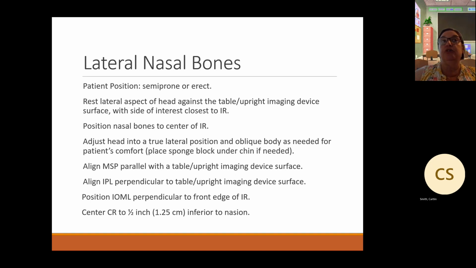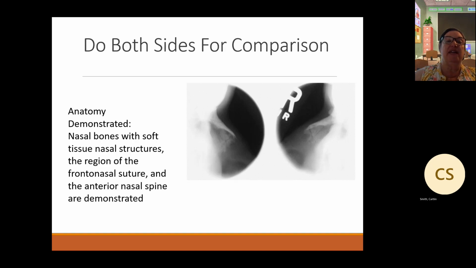Now, for a lateral nose, you're going to do both sides once again. Same thing. Patient is in a true lateral position. The difference is the central ray. The central ray is 1/2 inch inferior to the nasion. So basically, you're right on top of that nose, and you do both sides for comparison. So it looks almost like a carrot and a snowman, huh? The right and the left. And you want to see that because they're looking for any kind of fracture.